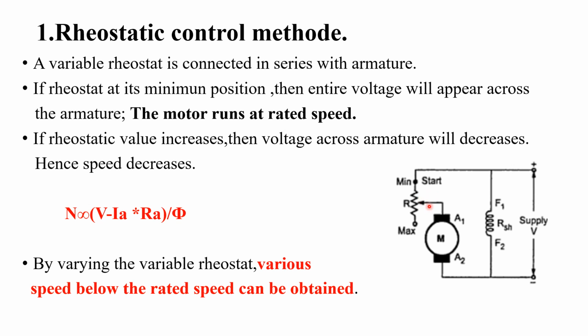So by varying this variable rheostat, or by varying the position of this variable rheostat, we can simply control the voltage across this armature, and thereby we can control the speed of the shunt motor. So this method is mainly used to change the speed below the rated speed.